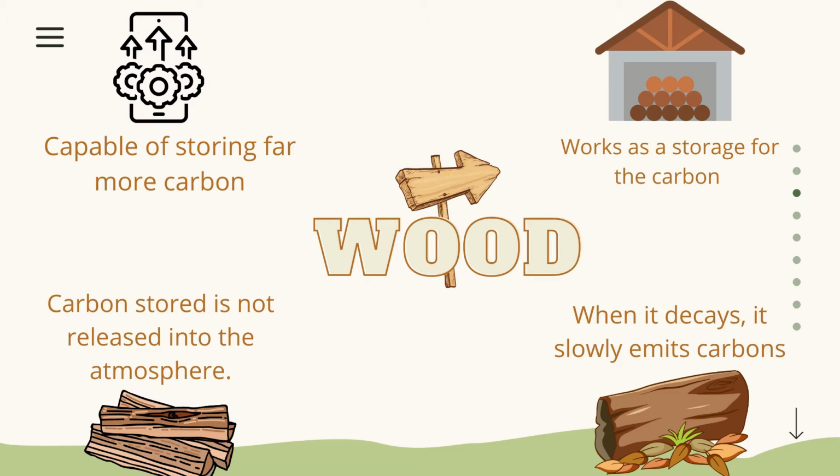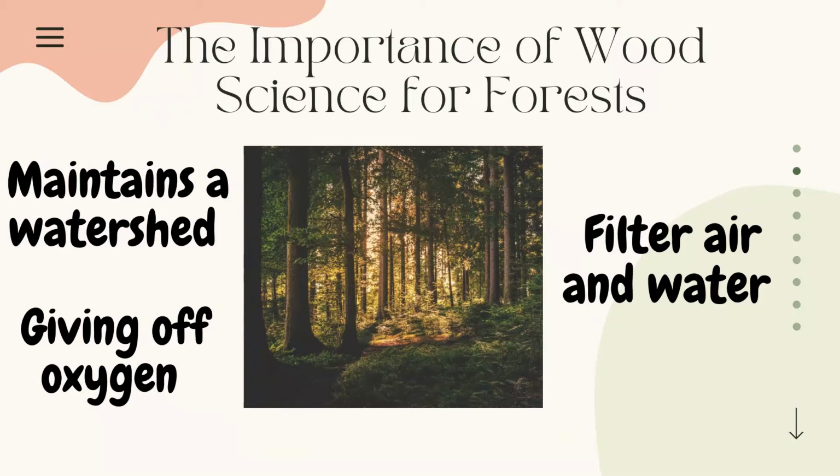Wood is capable of storing far more carbon and in the process actually creates less carbon dioxide. When wood is used and left in place, it works as a storage unit for the carbon that is found in so much of the wood. The carbon stored in the wood won't be released into the atmosphere, and when it decays it slowly emits carbon.